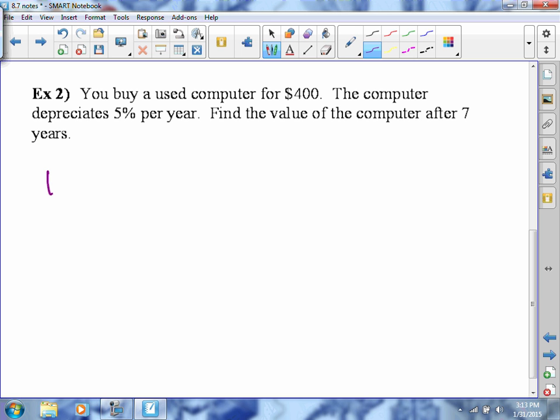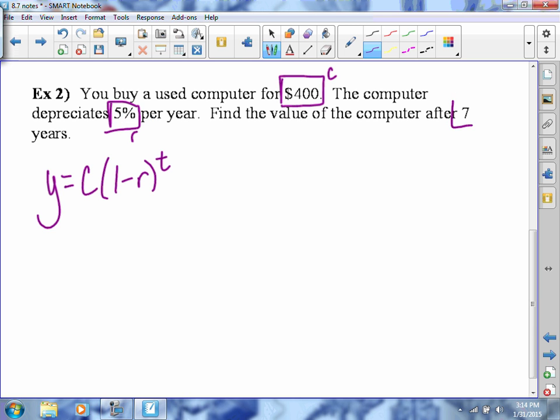So we're still using our generic equation here. 1 minus r to the t. So we're going to look for our initial amount, which is C. So that's our $400. And our rate is the 5%. So we'll make that a decimal. And then we have 7 years for our time. So as you're reading these problems, if you want to highlight or circle or box in those 3 key pieces of information, do that. So we'll have 400 for our initial amount.